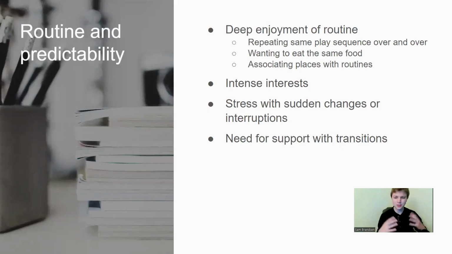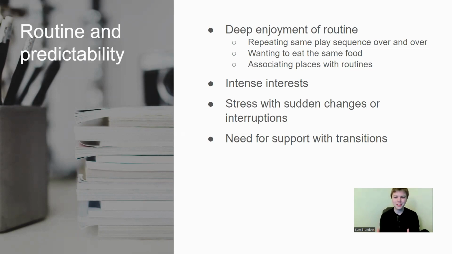A second domain of neurodivergent traits includes routine and predictability. This is going to vary from person to person, but many autistic individuals, and neurodivergent individuals more broadly, can really thrive with routine and predictability. So this could include wanting to repeat the same play sequence over and over.